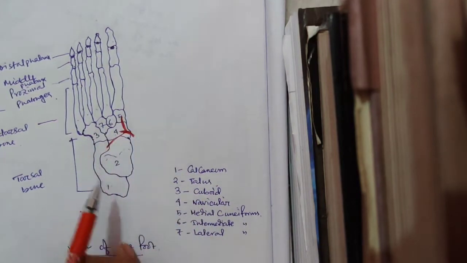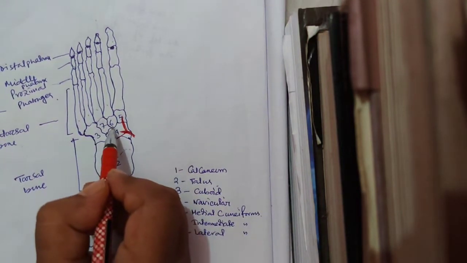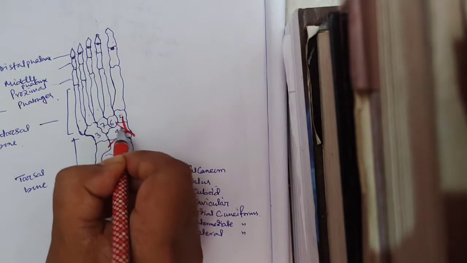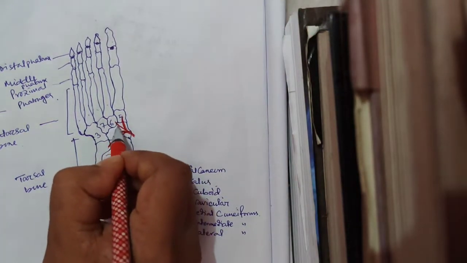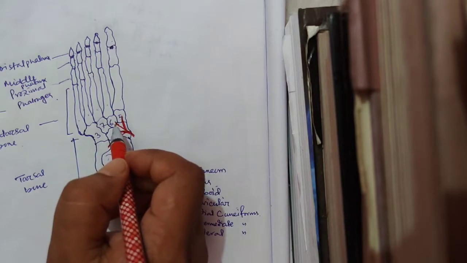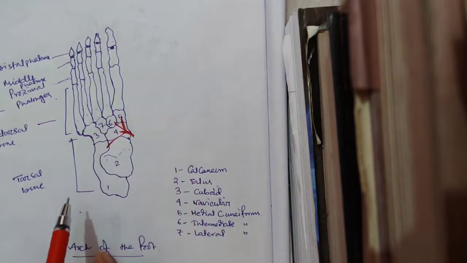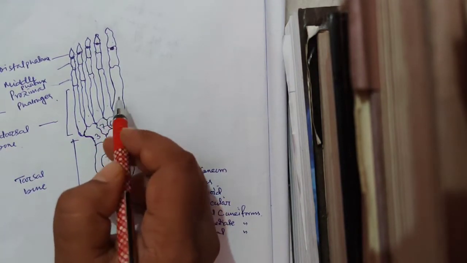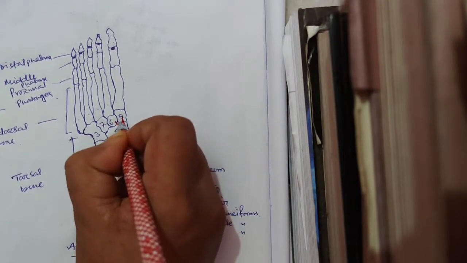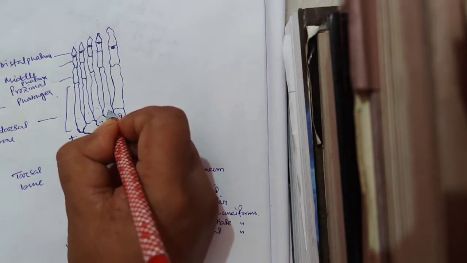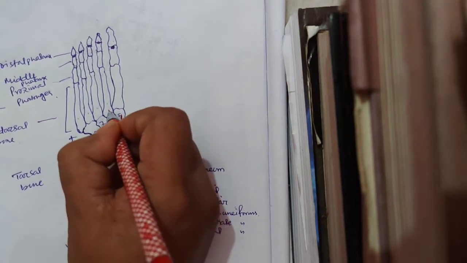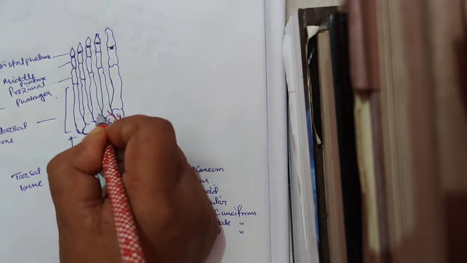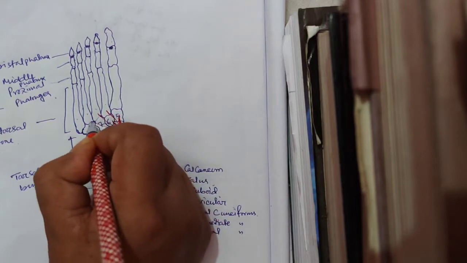This is the medial cuneiform, number 5. Next, this is number 6, the intermediate cuneiform. Here it is inserted, and also the bases of the second, third, and fourth metatarsal bones. These are the metatarsal bones. So this is the second, third, and fourth, the base of the metatarsal bones.